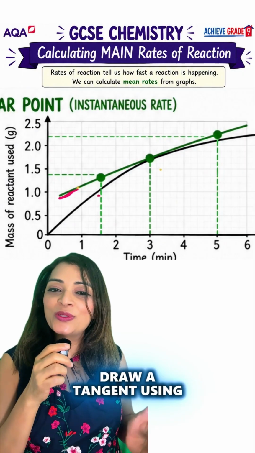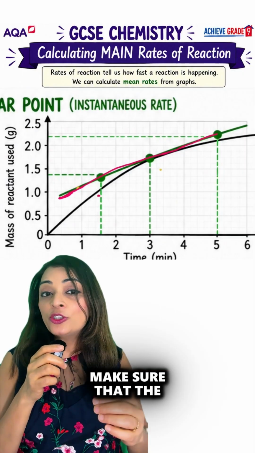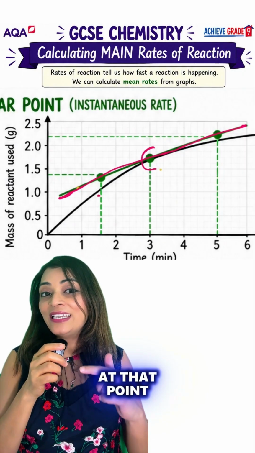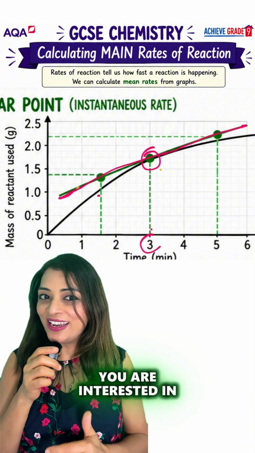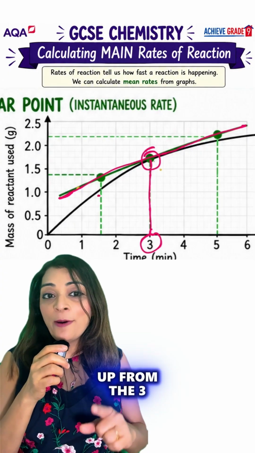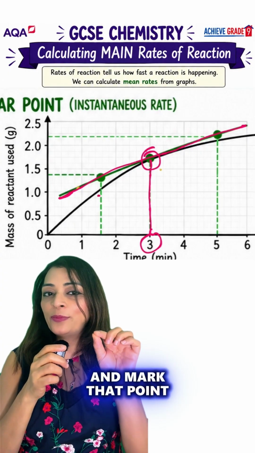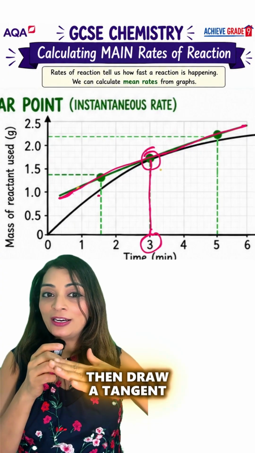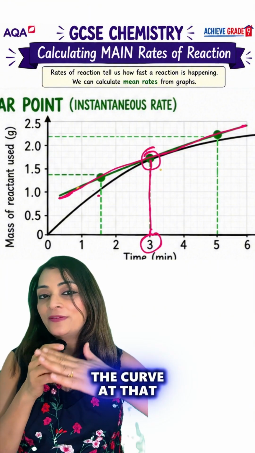Draw a tangent using a ruler and a straight line. Make sure that the line touches the curve at that point you are interested in, which is, in this example, third minute. Draw a vertical line up from the 3 minute and mark that point on the curve. Then draw a tangent so that it touches the curve at that point.